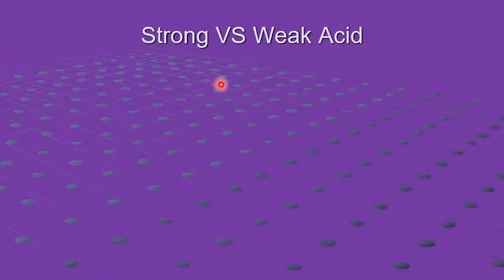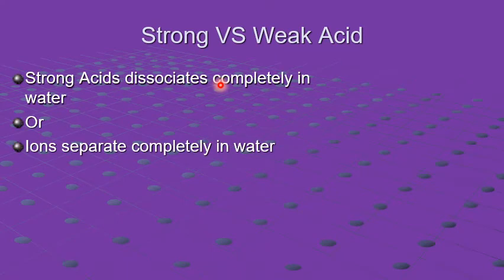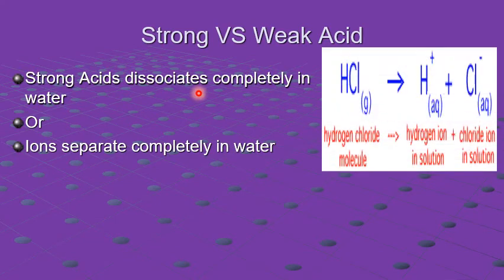So you would have watched the video already, and now we're going to just look at strong and weak acids. So strong acids, these are acids which dissociate completely when you put them in water. What does this mean? Strong acids are those in which their ions separate completely when you put them in water. So let's look at an example on the right.